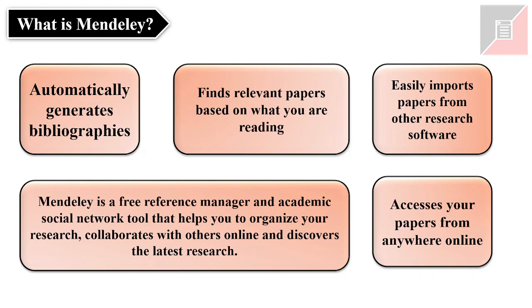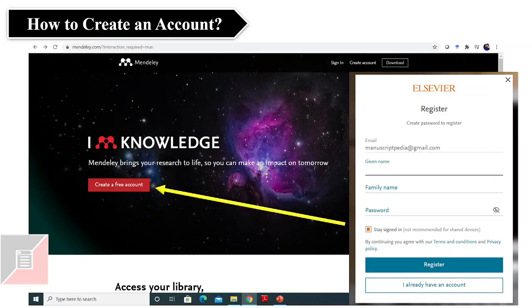Mendeley automatically generates bibliography. It finds relevant articles based on what you are reading. So whatever you are searching, based on that it will provide you some recommendations. Easily you can import articles through various sources. It's a free reference manager, up to 2 GB of capacity. It is free. You can access your article from anywhere online, anytime.